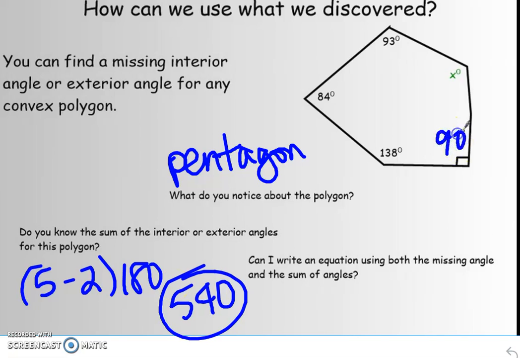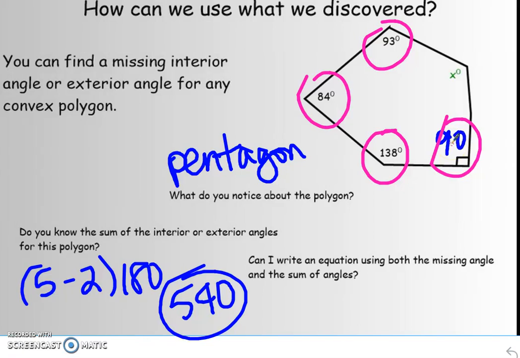This is 90, so then I can add all of these together and subtract from 540. You guys have done this before, but just with triangles and quadrilaterals. So now we're just building onto that. So I add those up, I subtract from 540, and I get 135. So x has to be 135.